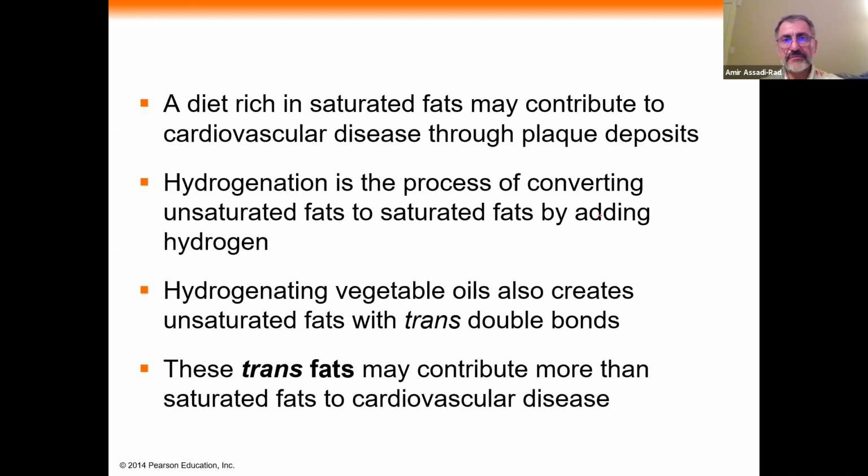hydrogenation is the process of converting unsaturated fats to saturated fats by adding hydrogen molecules. That's called the process of hydrogenation. Hydrogenation of vegetable oil also creates unsaturated fats with trans double bonds. These trans fats may contribute even more than saturated fats to cardiovascular disease.